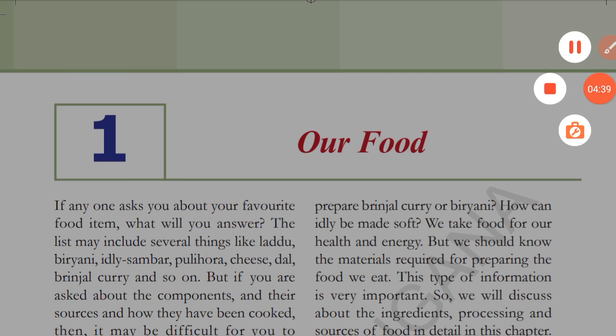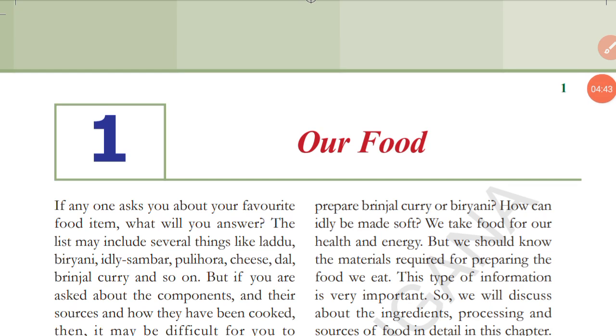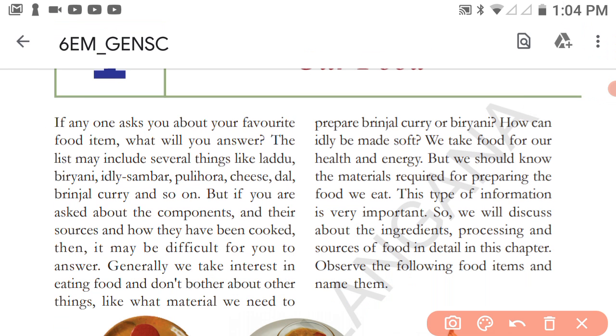Now, if I ask you what your favorite food item is, you say you have many. You say laddu, biryani, idli, sambar, pulihora, cheese, dal, brinjal curry, and so on. You have n number of favorite food items, right? Why do we call them our favorite food items? Because we like them. Why do we like them? Because they are tasty. And how does that food item get its taste? Yes, we will learn about this topic further in this chapter.